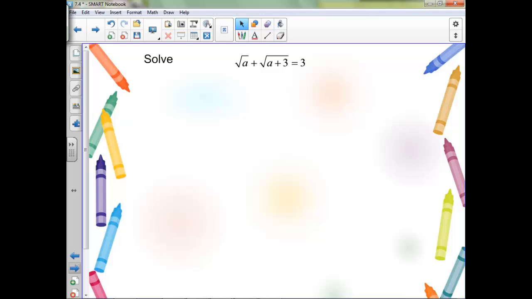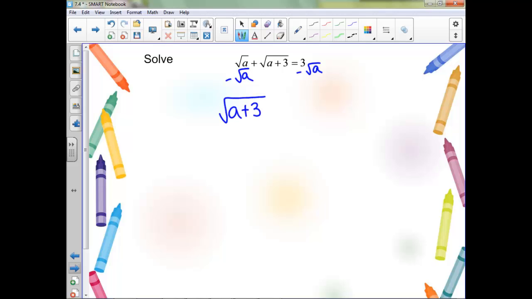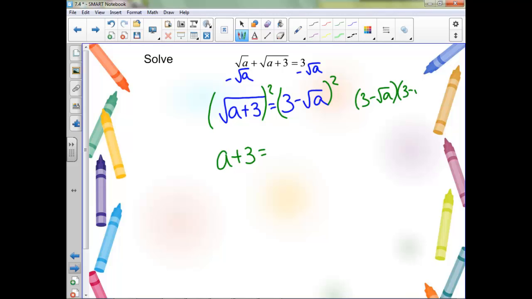Now notice on this one we have 2 roots. We still need to get one of the roots by itself before we can square both sides. So let's get the one that's a little bit more complicated by itself. So let's subtract this root a. And then when we square both sides, on the left we're going to have a plus 3. On the right side, we're going to have to distribute.